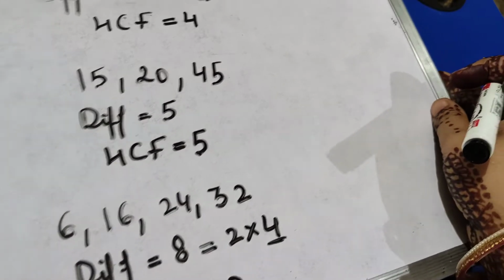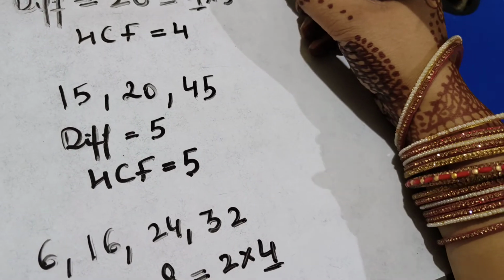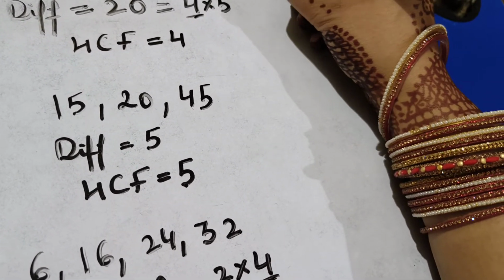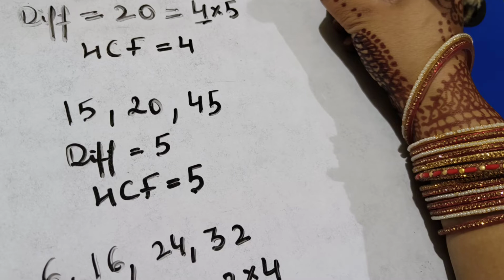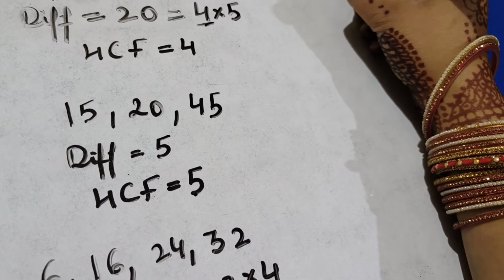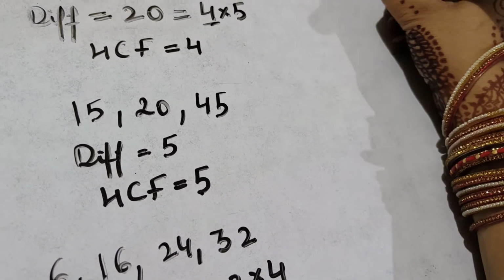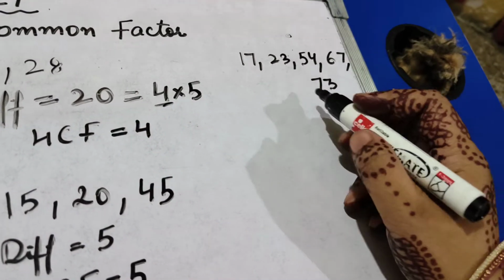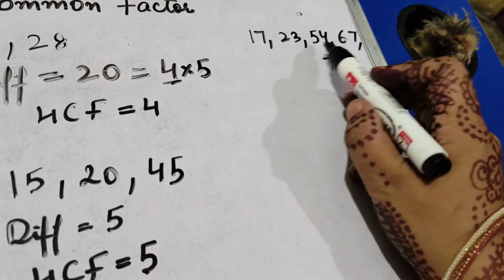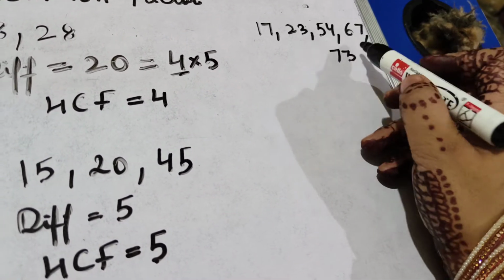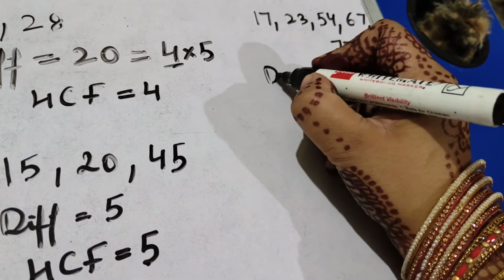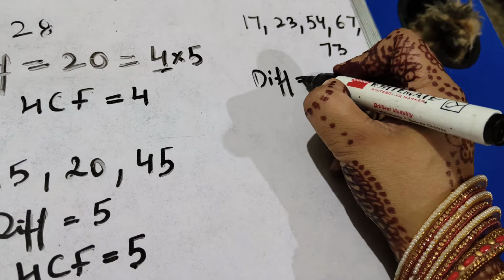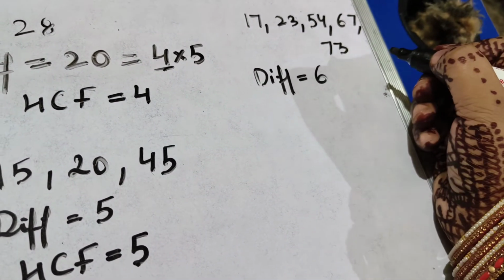Let's take one more example, 17, 23, 54, 67 and 73, right? When we take this example, you see we have some prime numbers also, right? Again you see the smallest difference, which I think is 6, right?